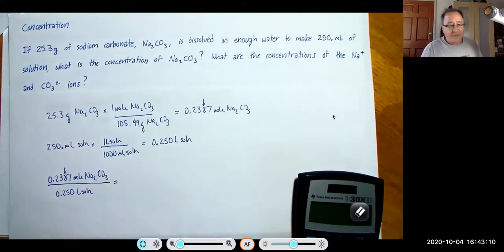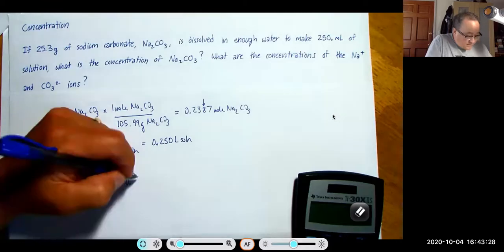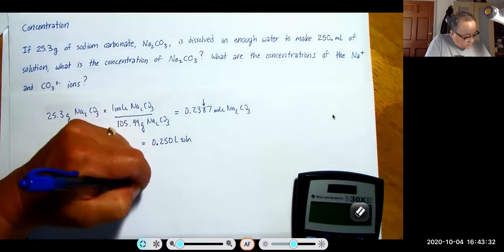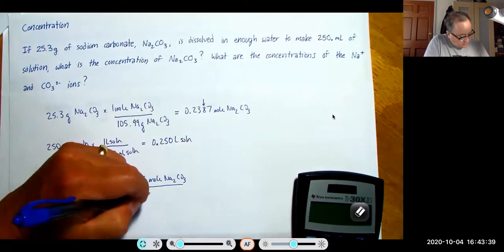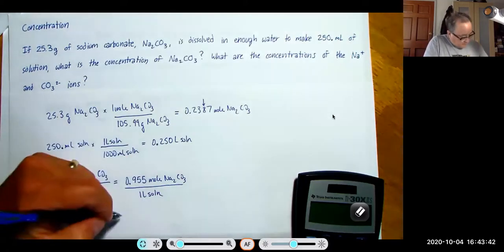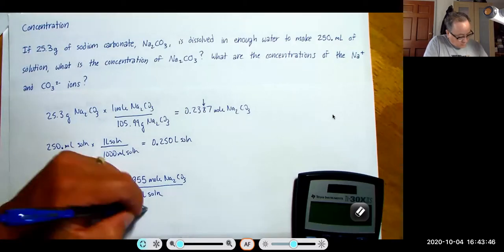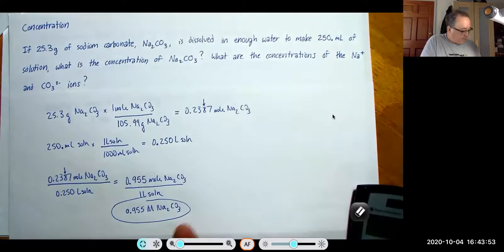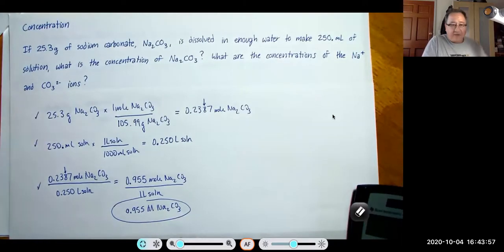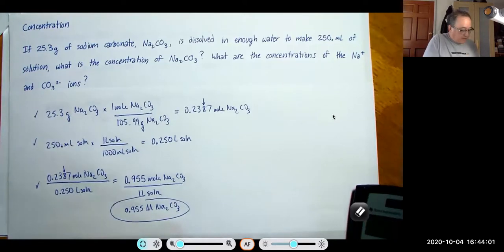And you never leave this as a ratio like this. You divide this number into that so that you get basically a number over 1. So divide this by 0.250, and we should get a number that's pretty close to 1, but a little less. And so we get 0.955 moles of sodium carbonate per 1 liter of solution. Now, what's another way to write it? You write it this way, 0.955 molar sodium carbonate. And that's the kind of answer I would expect to see on the exam. And this is the kind of work I would expect to see on your exam. Okay, so that's the molarity of the sodium carbonate.